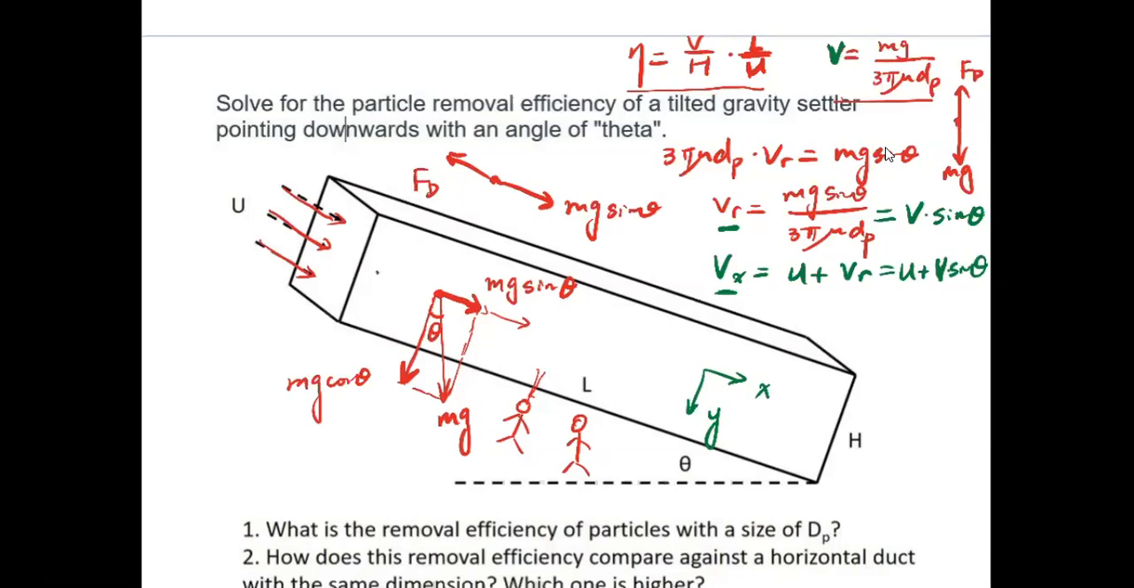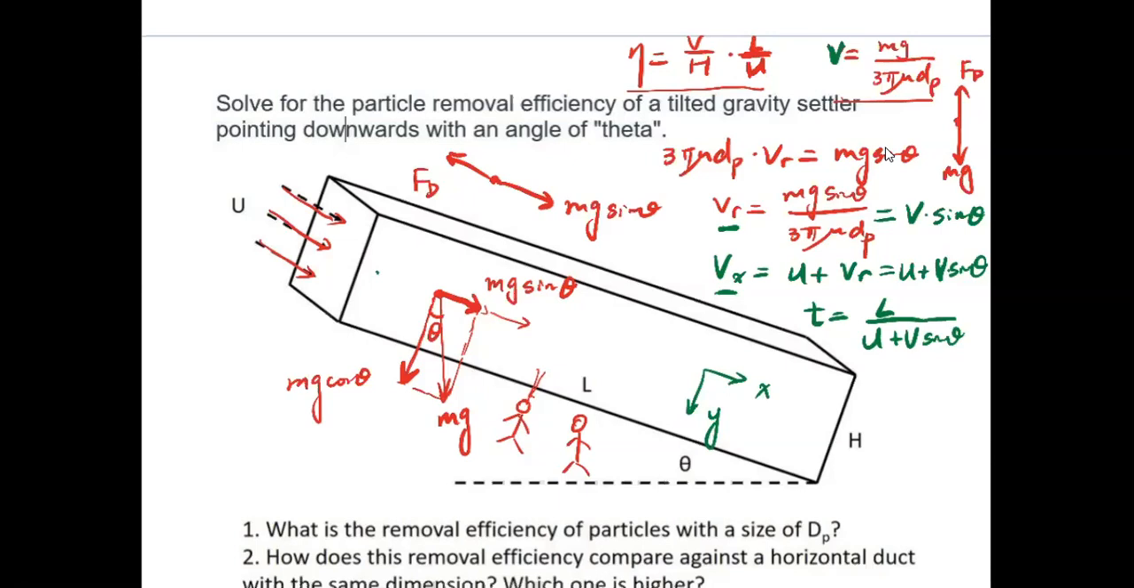Now if we want to calculate how long it can stay in this duct, the time will be equal to L divided by u plus V sine theta. This is the time that the particle will stay in this duct.